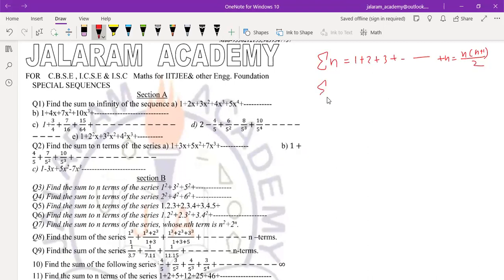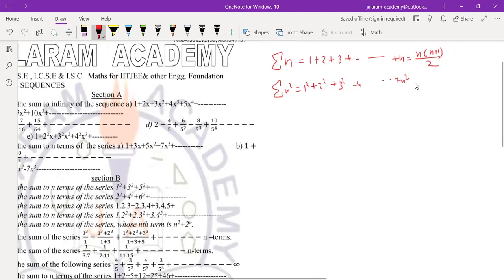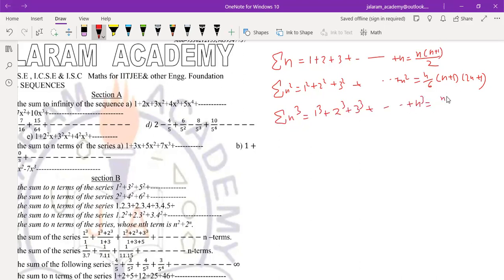And the sum of squares of first n natural numbers means 1 square plus 2 square plus 3 square and so on up to n square, and its sum is given by n by 6 into (n plus 1) into (2n plus 1). And the sum of cubes of first n natural numbers is denoted by sigma n cube, meaning 1 cube plus 2 cube plus 3 cube and so on up to n cube, and it is given by (sigma n) whole square, that is n square by 4 into (n plus 1) whole square.